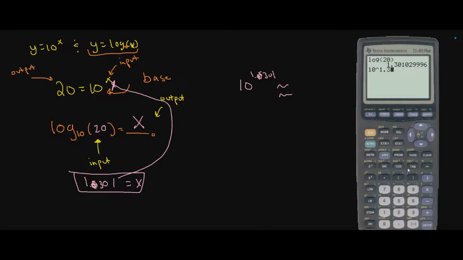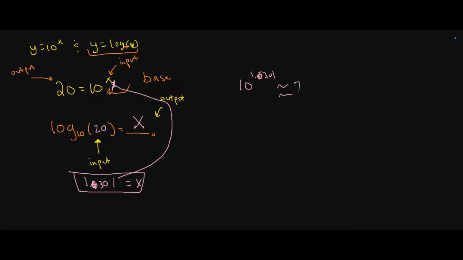Good catch there. 1.301, and I'll put a few more digits, 029996. And look, if I put the entire thing, look at that, 20.000002. So I get pretty darn close to 20. I'm able to solve a problem I wasn't able to do beforehand.